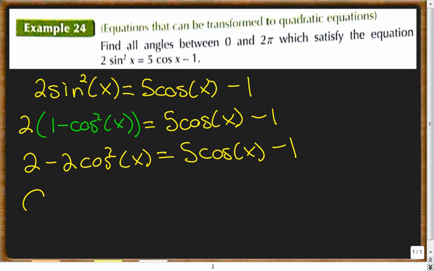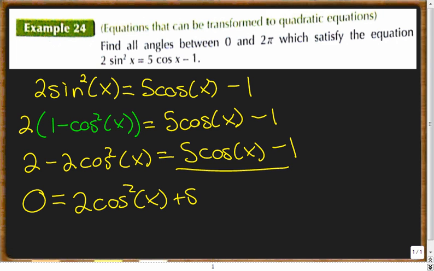It makes things like factoring and whatnot easier. So the 0 will be over here, and this becomes a 2 cosine squared on the other side. My 5 cosine of x is still here, and then the positive 2 becomes a negative 2, which makes a negative 3. So now I'd like to figure out how I'm going to solve this equation.